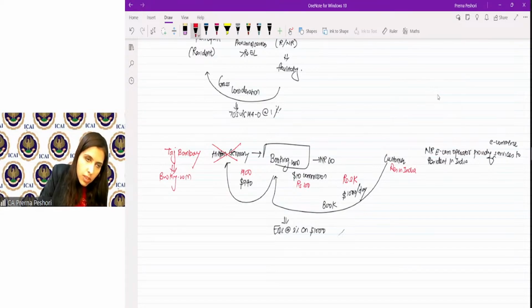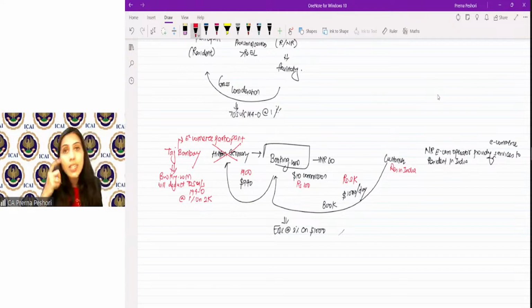Then in this case, booking.com, though it is a non-resident, will deduct TDS under section 194O at the rate of 1% on 2,000, because this will become an e-commerce participant who is a resident. So if there's a resident e-commerce participant, TDS under 194O will be applicable. Yes, ads should be specifically targeting Indian customers, Namrata.